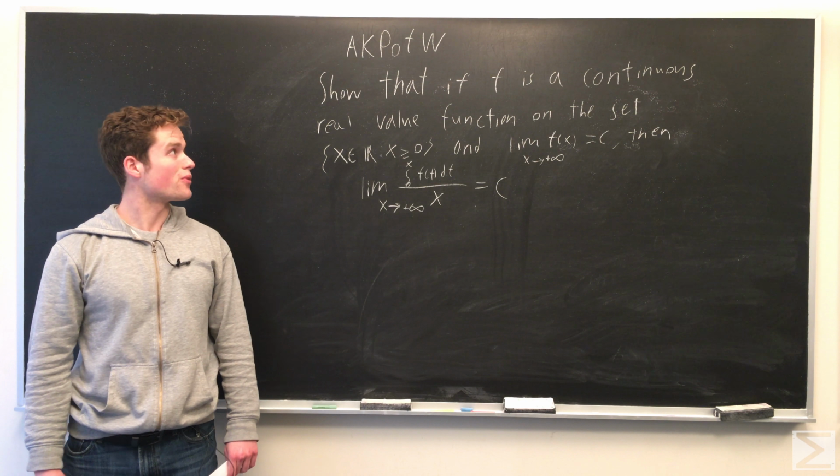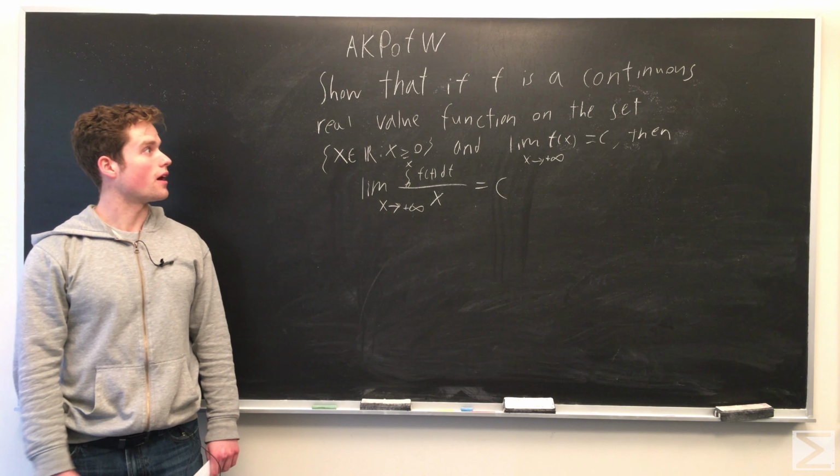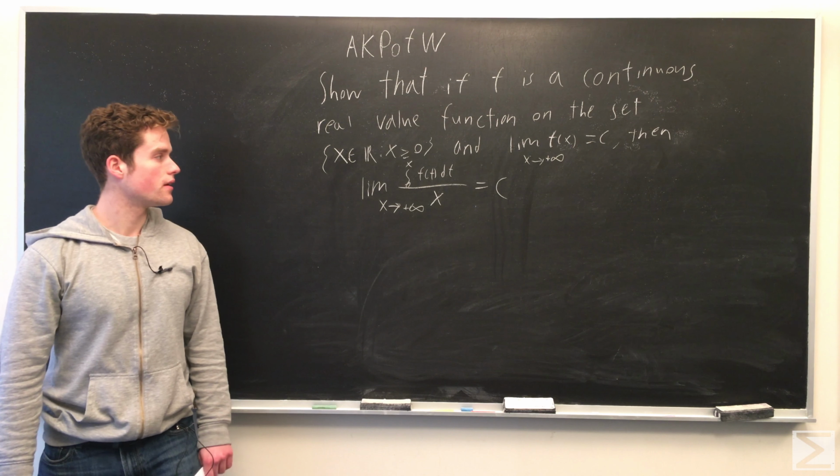For this week's problem, we're given a continuous real valued function f on the set x greater than or equal to 0. And we're given that the limit of f of x as x goes to infinity is equal to c. And we want to prove that the limit as x goes to infinity of the integral from 0 to x, f of t dt over x equals c.